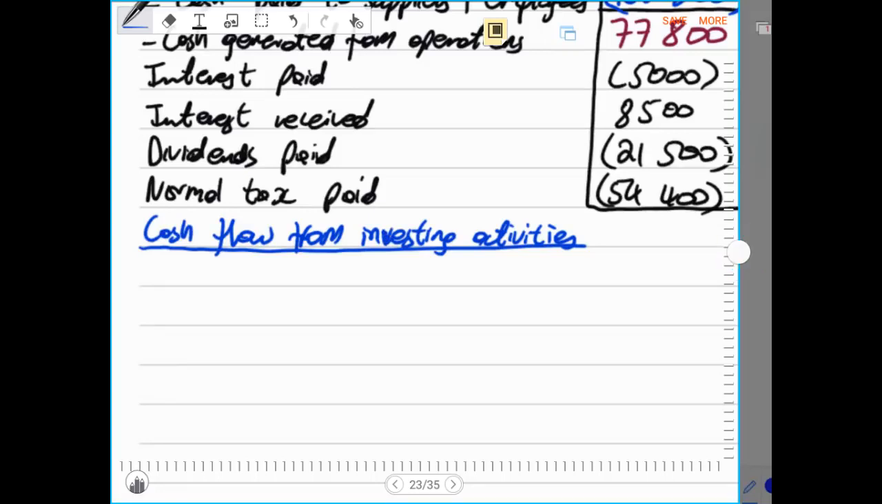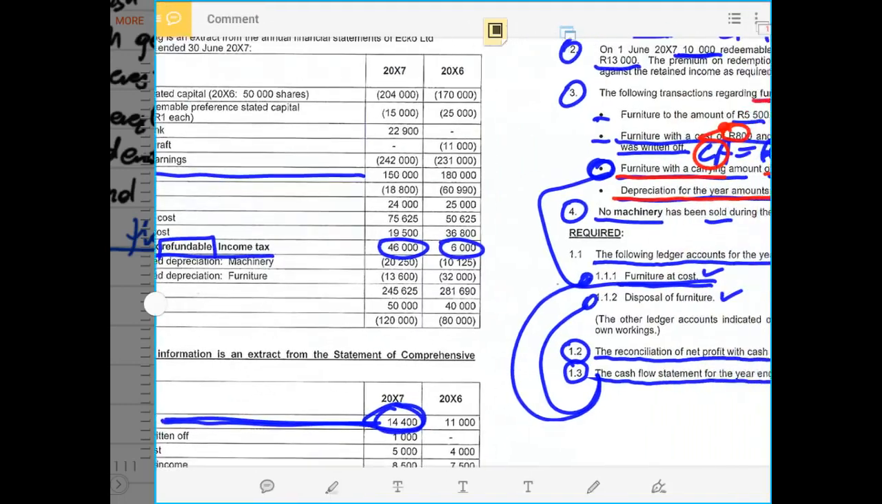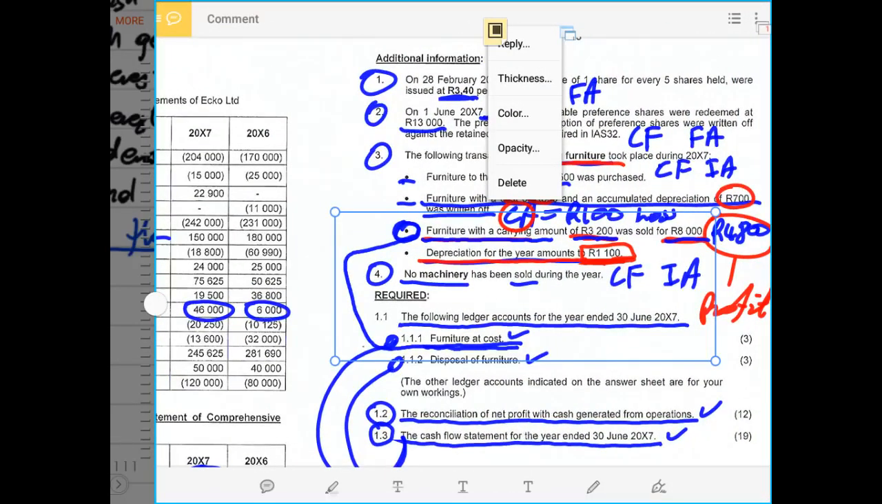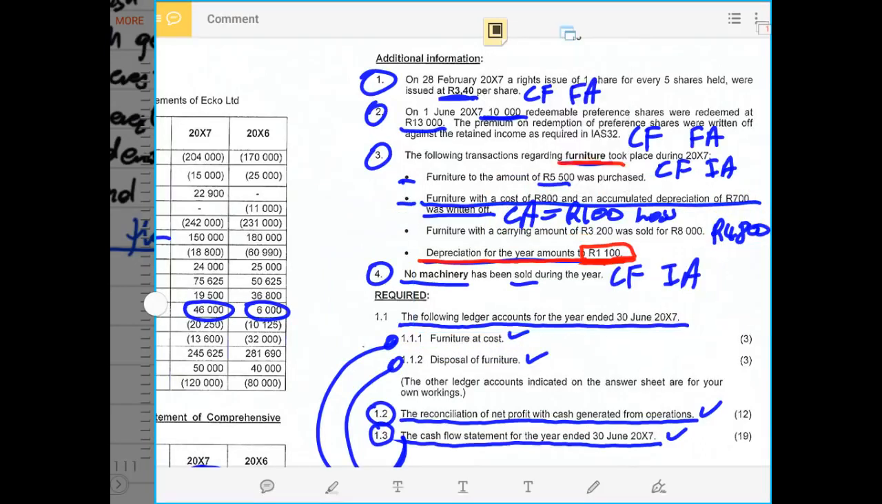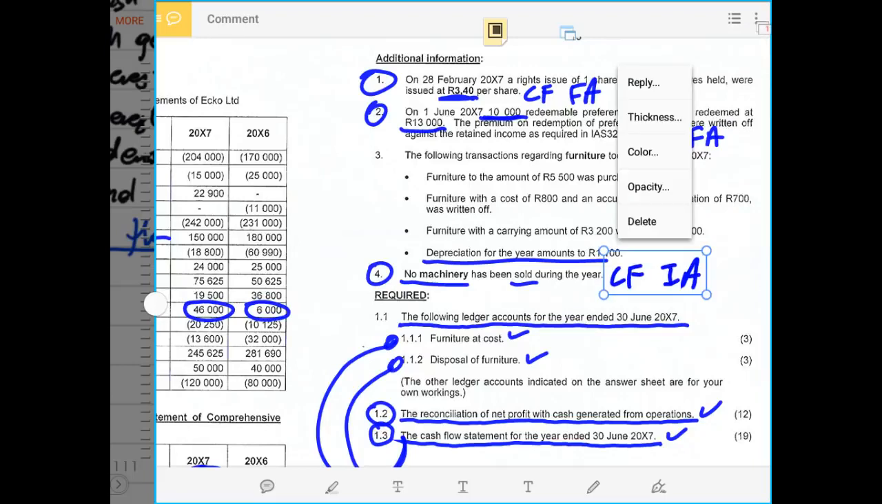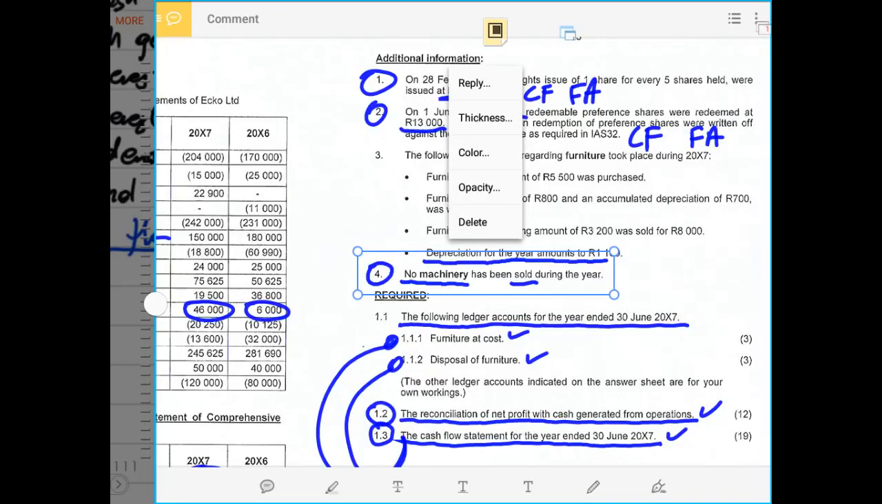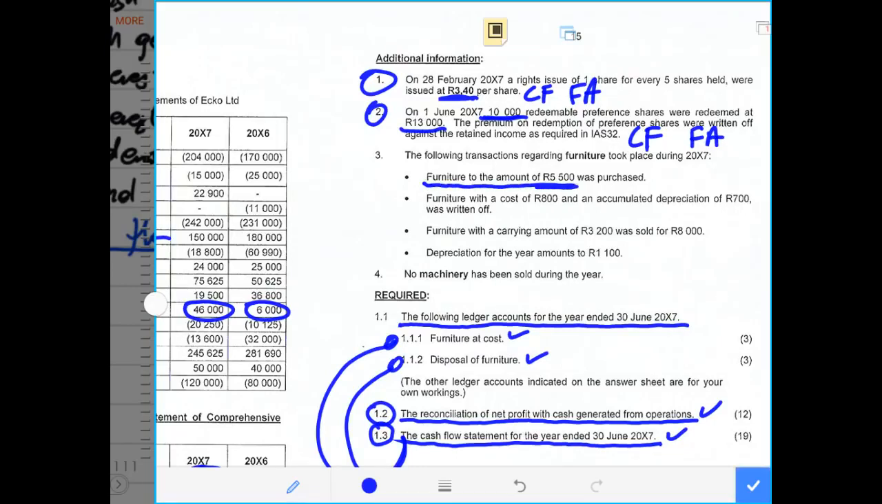So now we know that we are focusing on the investments here. And the investment, we know that the company invests in assets. So now that means we are focusing on the asset section of the statement of financial position. And the asset section, we know that it was under additional information number 3. We go there and analyze all the information with regard to the furniture. The first one said that furniture to the amount of 5,500 was purchased.